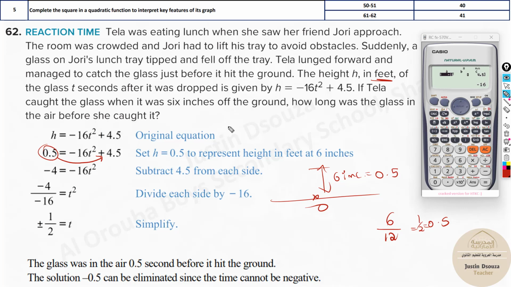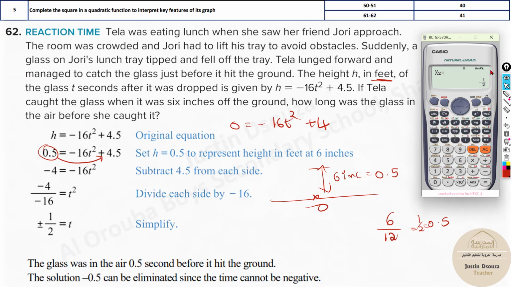What happens? It'll be 0 equals negative 16t squared plus 4.5 minus 0.5, which would be plus 4. This is the thing which we need to substitute. So minus 16 is correct. What we substituted was 0. Here it must be 4. And the answer is half and negative half, plus or minus half.